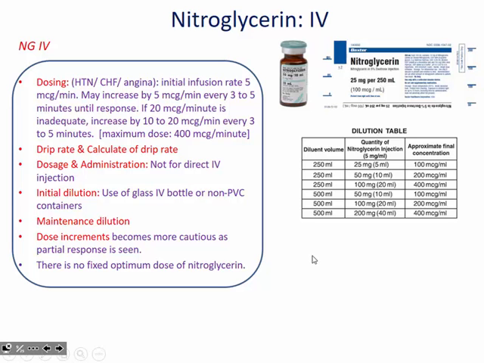Again, you can follow this: 5 microgram per minute every 3 to 5 minutes. You can increase in that increment, and you can go to a maximum dose of up to 400 microgram per minute. You can even go beyond that, but there are not many studies that suggest what will happen beyond that. It's not clear. So at least for now, you remember that's the maximum dose. Any questions on IV nitroglycerin?